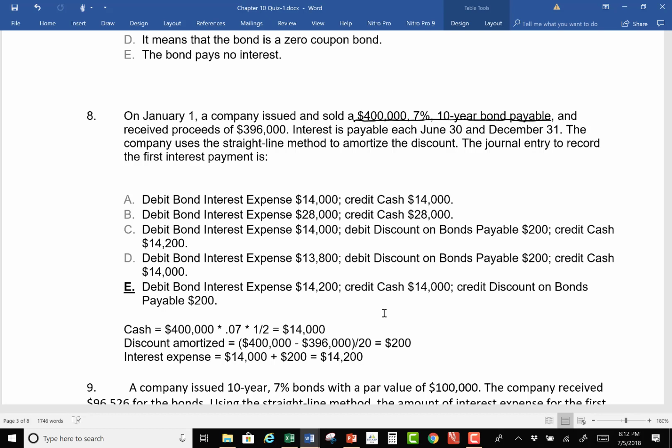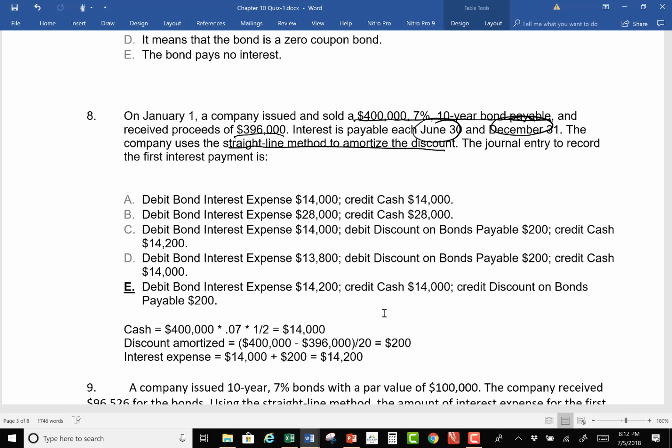Right? And we received proceeds of $396,000. We got less cash. That bond issued for less than face, didn't it? So it's a discount. Okay. Now it says interest is payable June 30th and December 31st. Semi-annual bond. And we're going to use straight line to amortize the discount, which is the only method we'll use in this class.